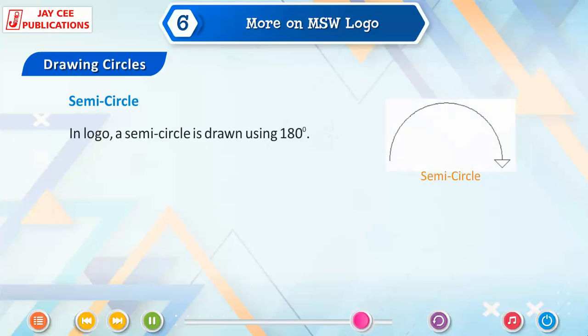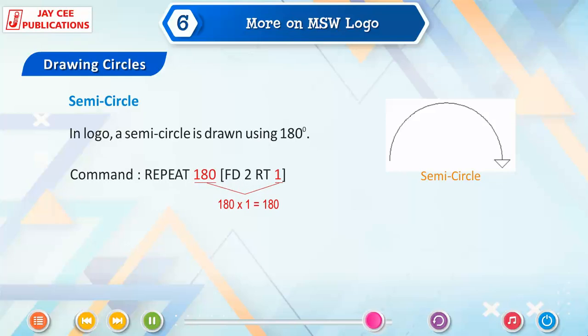Semicircle. In Logo, a semicircle is drawn using 180 degrees. Command: Repeat 180 [FD 2 RT 1]. 180 multiplied by 1 is equal to 180.